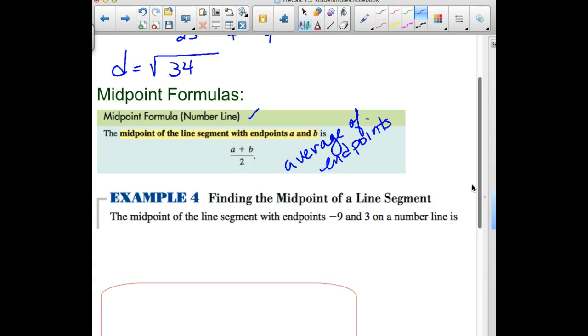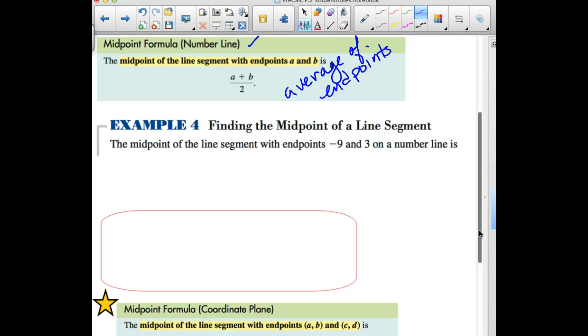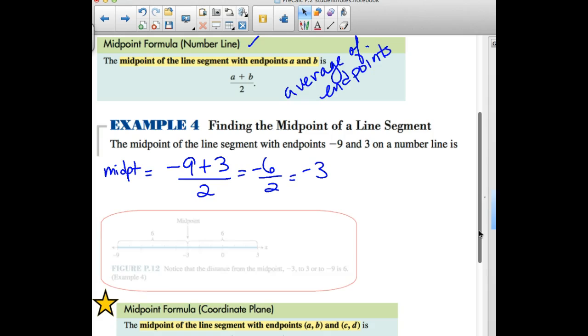All right, we're just taking the average of the endpoints. So on a number line, if we have one point at -9 and one point at +3, the midpoint would be the average of those two endpoints. -9 plus 3 would be -6, divided by 2 is -3. That means -3 should be halfway in between those.